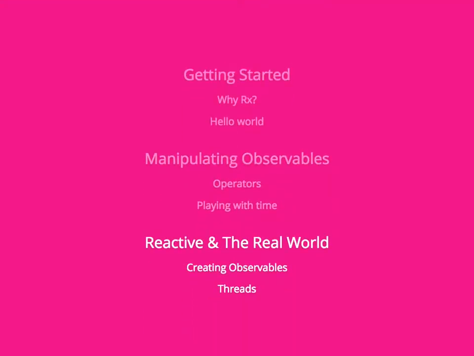Okay, so we've covered getting started. We've covered how we might manipulate observables using these things called operators and playing with time. Now, what we've done so far has been a little bit contrived, and we want to bridge this gap between the real world and the reactive world. How do we take things that are written in a different style, not in this reactive style, and expose them to us so that we can use them?